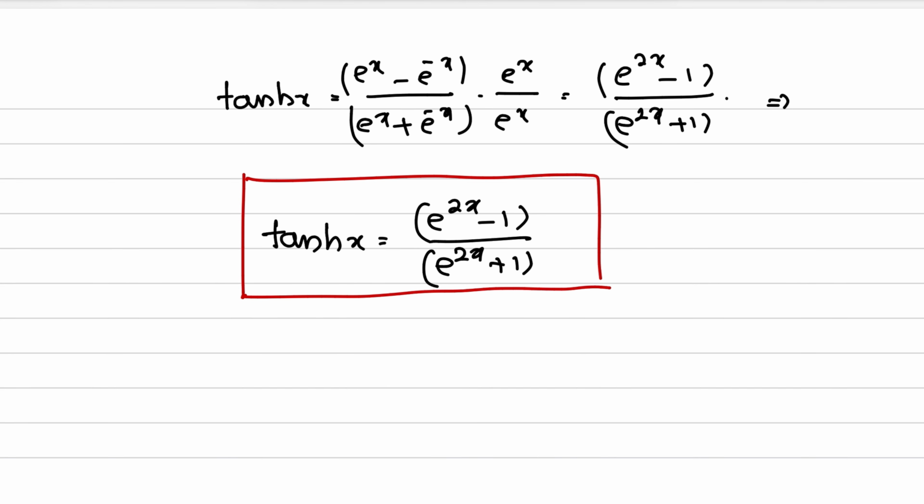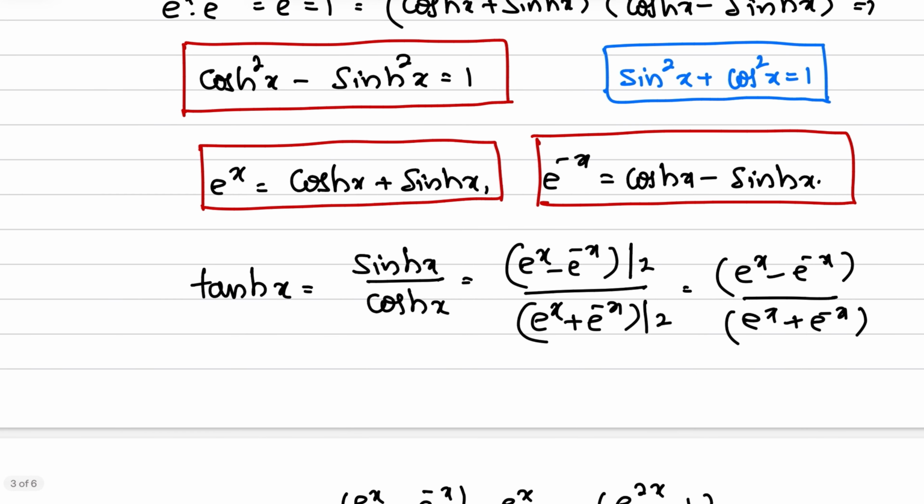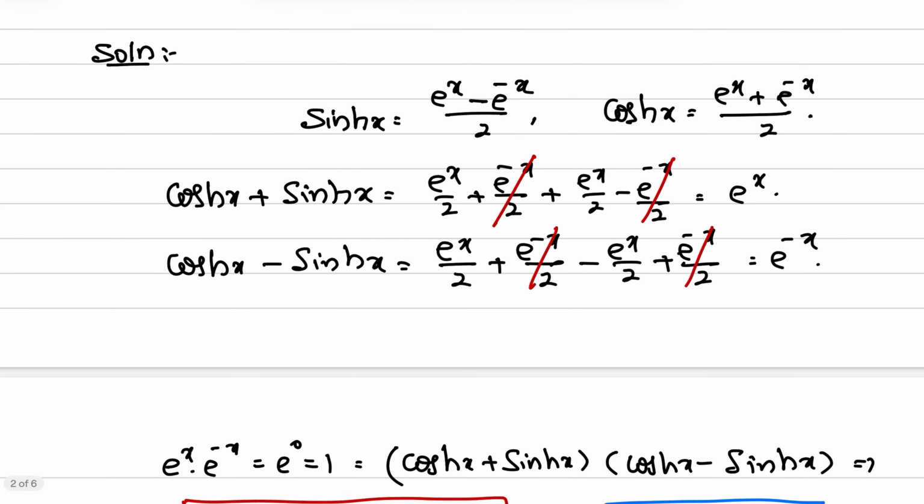Along with sinh x is equal to e to the power of x minus e to the power of minus x by 2, and cosh x is equal to e to the power of x plus e to the power of minus x by 2. These four identities are very important.